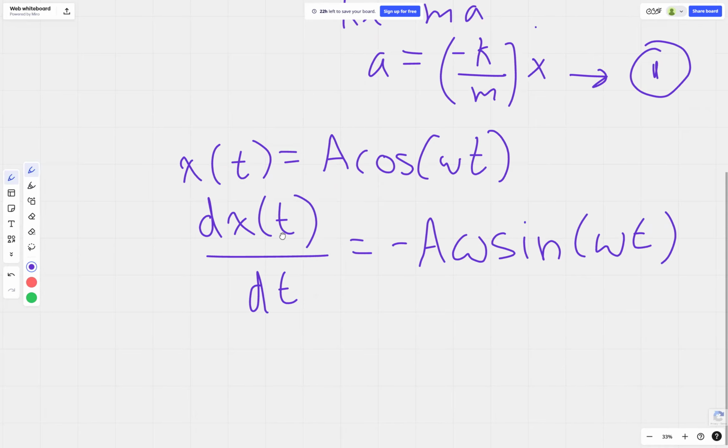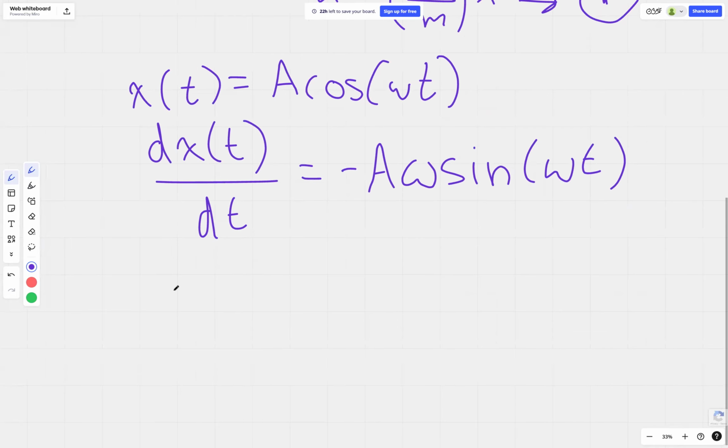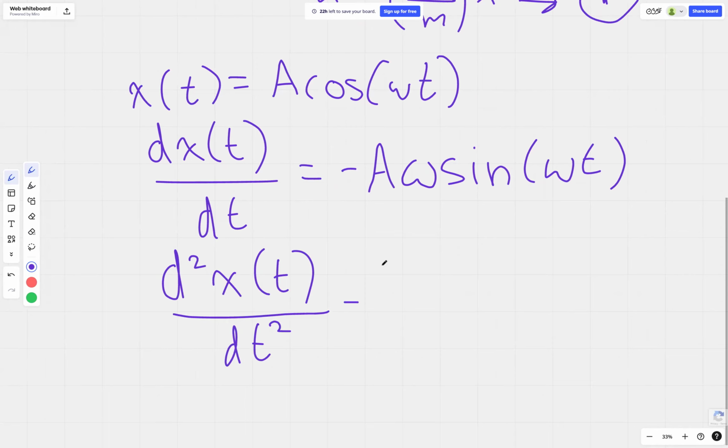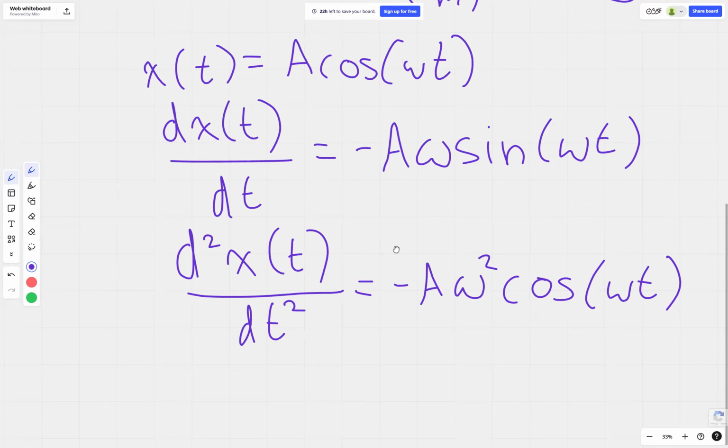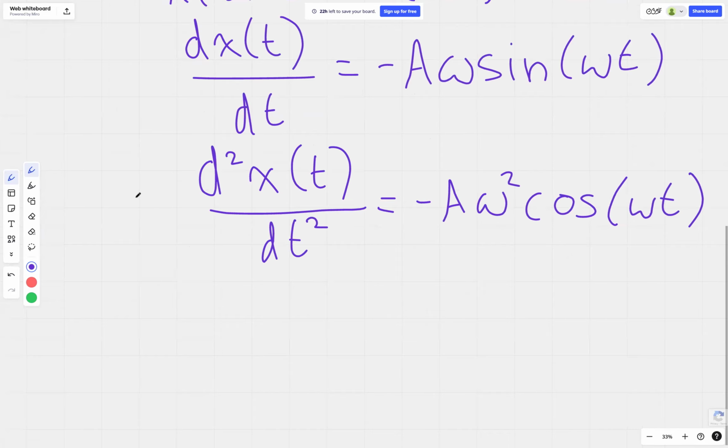Okay, and now we're going to go further and try to get a by doing d square x of t by dt square, which gives us, we just differentiate this one more time, and we get minus A omega square cos omega t. And now we know that a is equal to d square x of t by dt square, which gives us minus A omega square cos omega t.